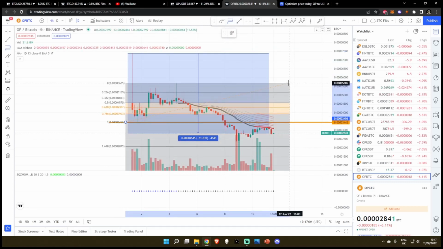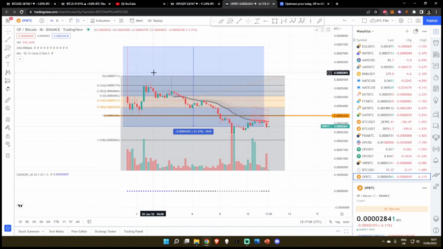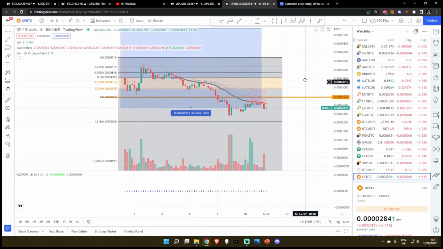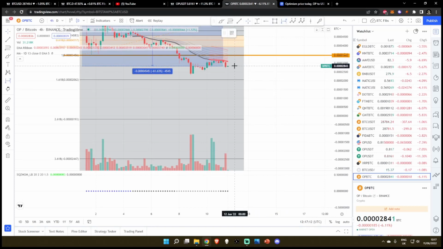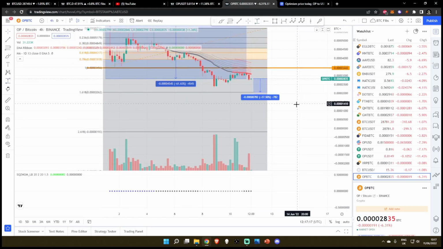Let's see where we could potentially be coming down to. So we got a textbook rejection from the 0.618. 1.618 is down here at the 206. This would be your next move down. From where we are right now against Bitcoin, expect at least another 27% drop.